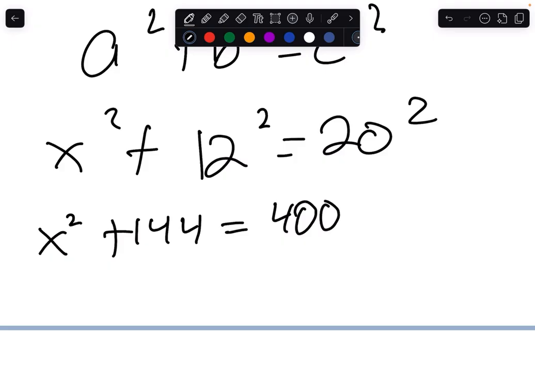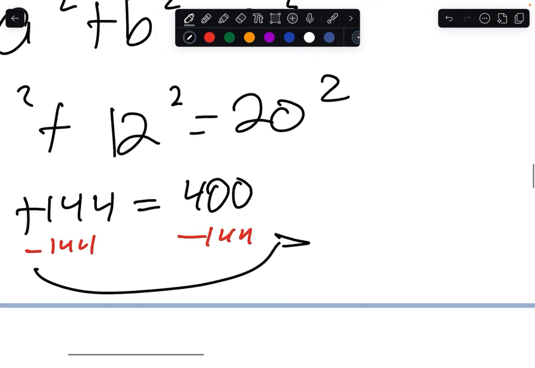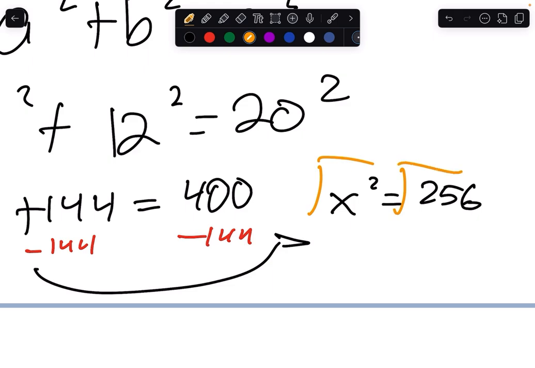Quick thing real quick. This is just a side note. We had to square it first, and then we had to subtract. You cannot subtract 12 squared and then do 20 squared minus 12 squared is 8 squared. That is not how we approach the Pythagorean theorem. Notice here, if we subtracted 144 from both sides, that would be x squared is equal to 256. And the square root, that's how you get rid of the square, of 256 is actually 16.